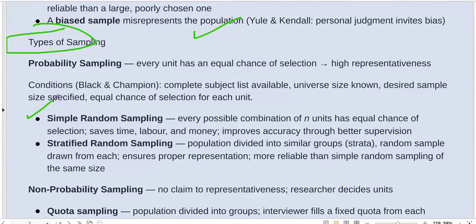We can also have stratified random sampling. The population can be divided into similar groups, strata, like we can have different age groups, different income groups, different caste groups, and a random sample is drawn from each. Within them, there will be randomness. It ensures there is representation. It is more reliable than simple random sampling of the same size, and it is very important where the units that you are selecting are diverse.